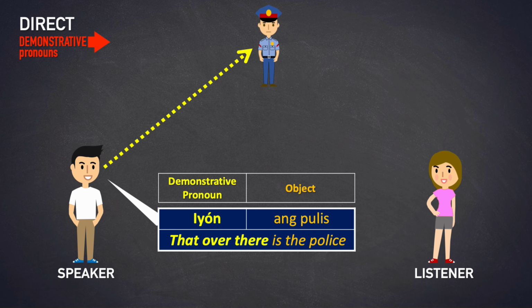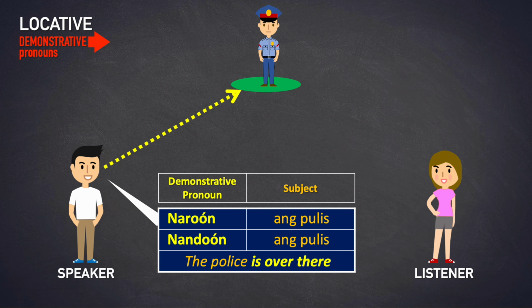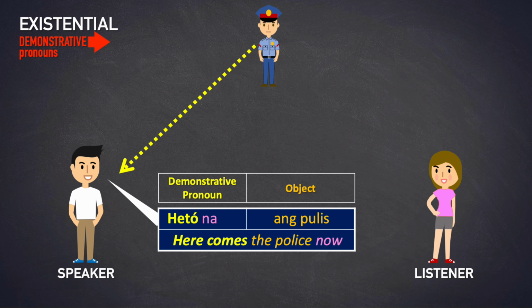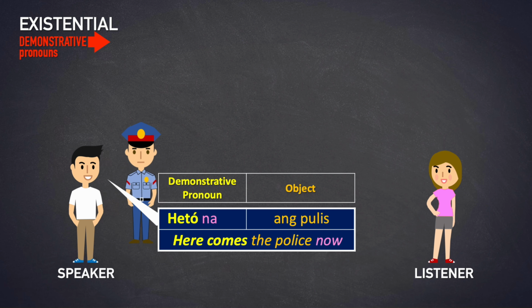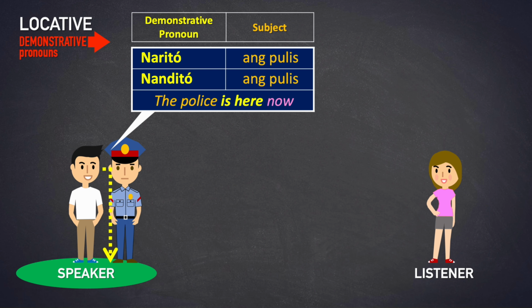Iyon ang pulis. That over there is the police. Naroon ang pulis. Nandoon ang pulis. The police is over there. Heto na ang pulis. Here comes the police now. Narito na ang pulis. Nandito na ang pulis. The police is here now.